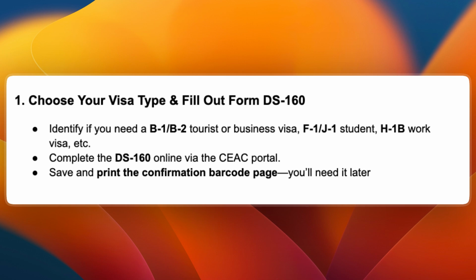In this video, I will show you how to book an appointment for a US visa from the UAE. So there are a few steps you need to take. First, choose your visa type and fill out the form DS-160. So identify if you need a B1, B2, tourist or business visa, F1 or J1 student, H1B work visa, etc. Then complete the DS-160 online via the CEAC portal and save and print the confirmation barcode page as you will need it later.